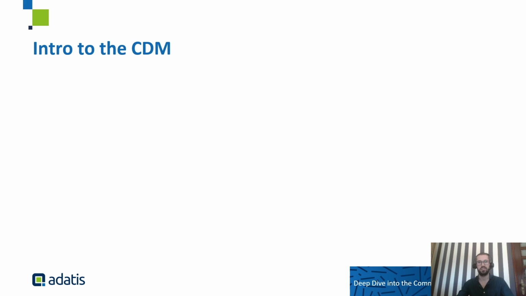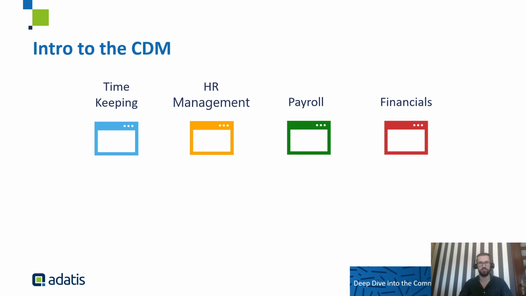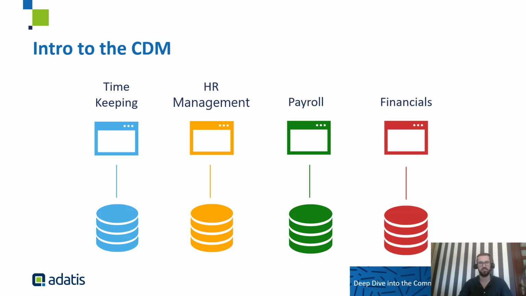Before we jump in and understand what the Common Data Model is, first we need to understand why we need such a thing. In many companies we have many different applications: an application for timekeeping, for HR management, for payroll, and for financials. Those are the most common applications that each company will have. Each of these applications will have their own databases. Let's assume that we are talking about the employee entity. An employee entity will be structured differently according to each different application.